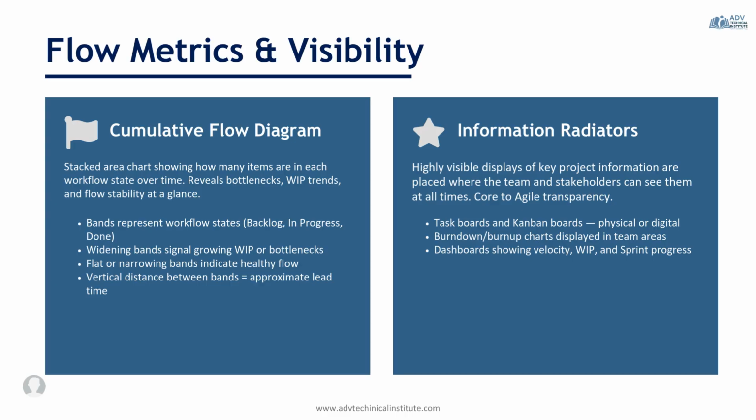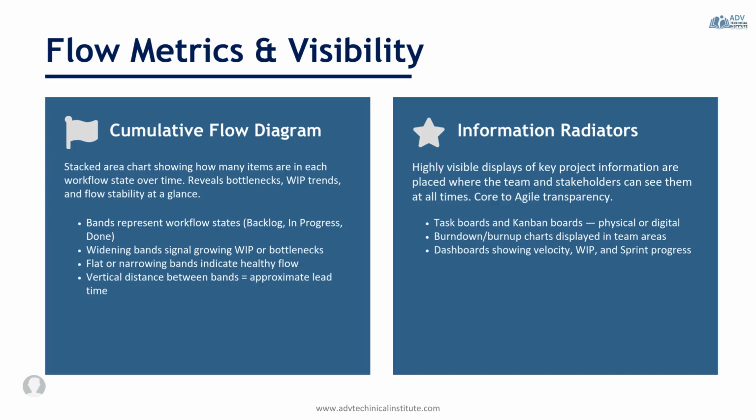The cumulative flow diagram is a visual tool that's used to monitor workflow over time. Each colored band represents a stage in the workflow, such as backlog, in progress, testing, or done. The primary purpose of a cumulative flow diagram is to help teams identify bottlenecks and monitor flow. If a band begins to widen significantly, it may indicate that work is accumulating at that stage, creating a bottleneck.